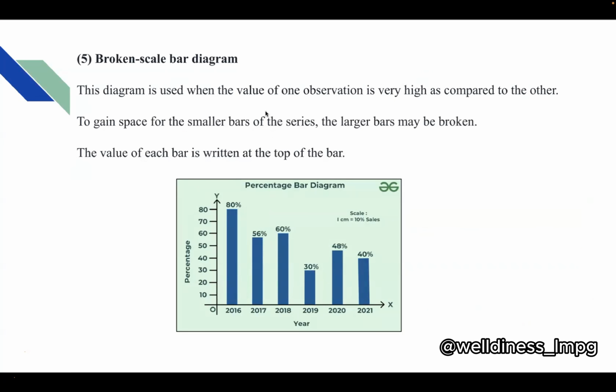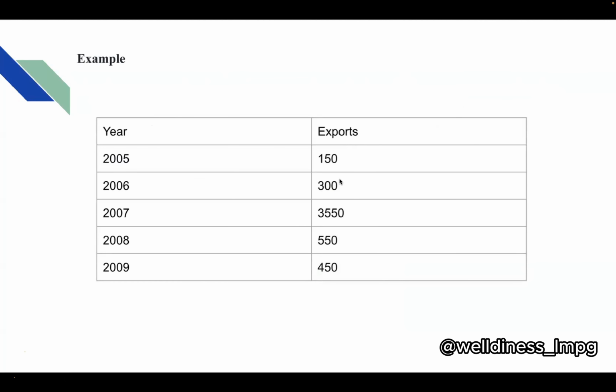Don't forget, a broken scale bar diagram is a diagram used when the value of one observation is very high compared to the other. So let's look at this example. In 2005, we had exports of 150. In 2006, we have exports of 300. In 2007, we have exports of 3,550, which is very large. In 2008, we have exports of 550. And in 2009, we have exports of 450.